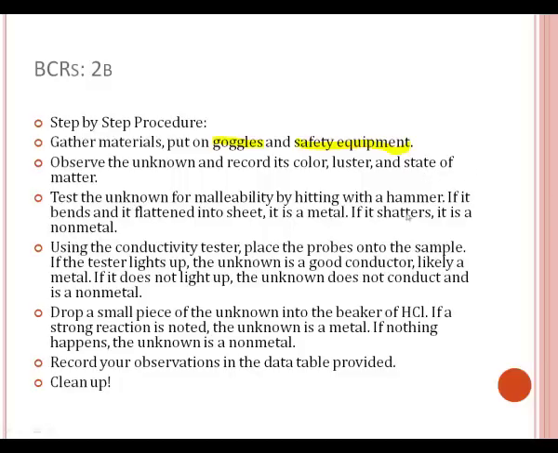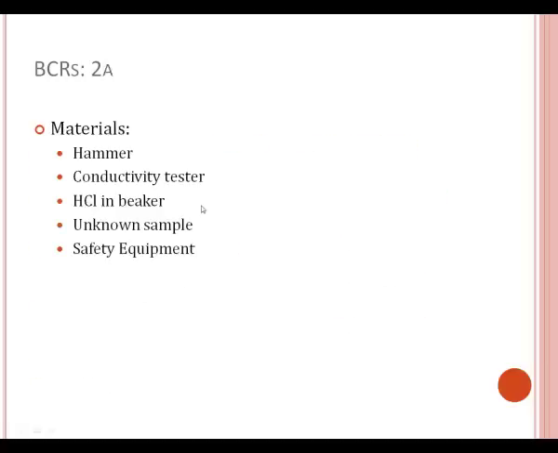The next part asks us to test for malleability by hitting the unknown with a hammer. So I'm going to need a hammer. Next step, we use a conductivity tester to test the unknown. We're also going to need to drop a piece of the unknown into a beaker of HCl, so I'm going to need that. Now the only other thing that I need is going to be the unknown itself, so I'm going to need some unknown to test. So if we go back to our materials, there they are. We need the hammer, the conductivity tester, hydrochloric acid in a beaker. We need an unknown sample to test, and we need our safety equipment.